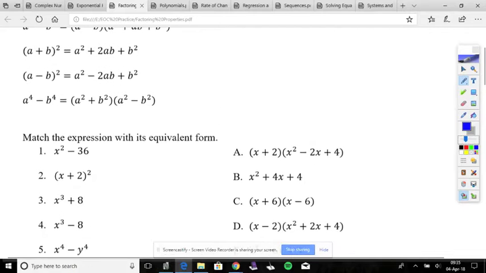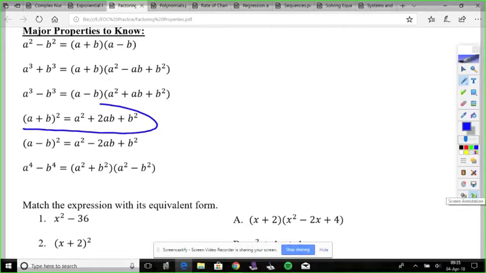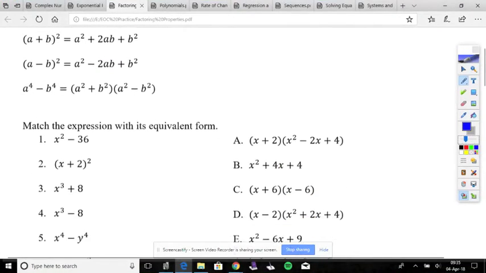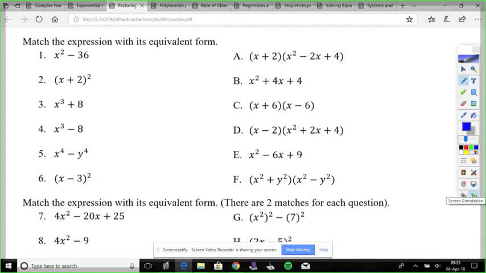Now, number 2, x plus 2 squared. Notice what that looks like. That looks to me like this, right? Especially, obviously, this first part. So we're looking for a matching form of this nature: a squared plus 2ab plus b squared. Let's look to see if we can find anything like that. So if this is of the form a plus b squared, then x is your a and 2 is your b.